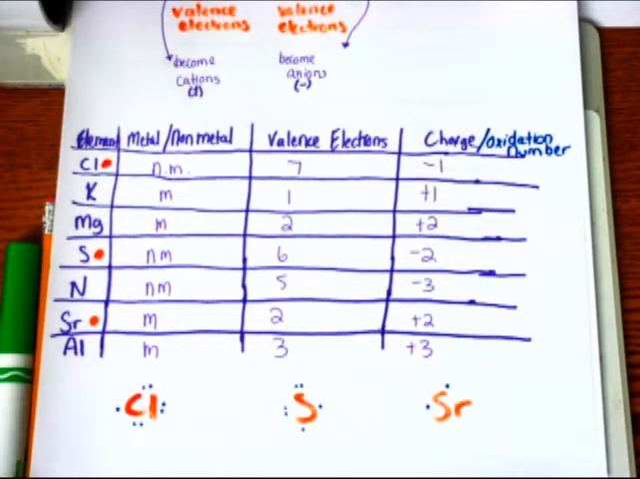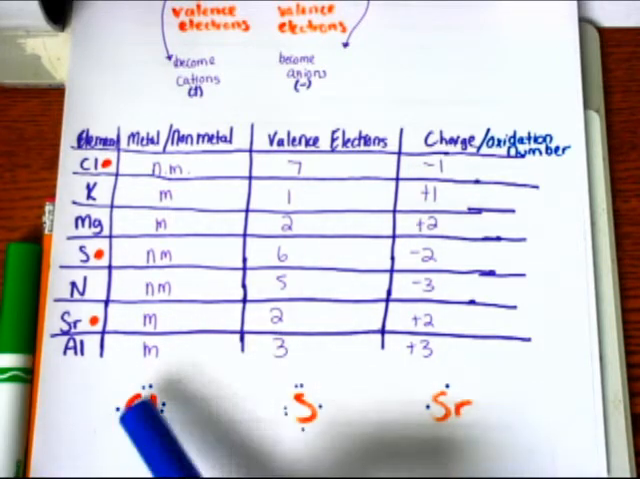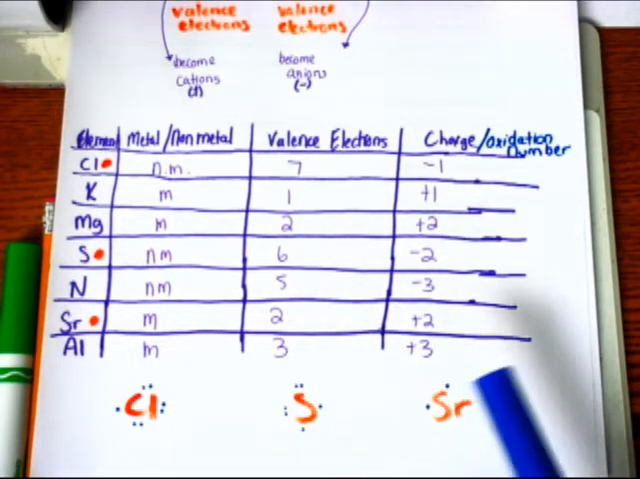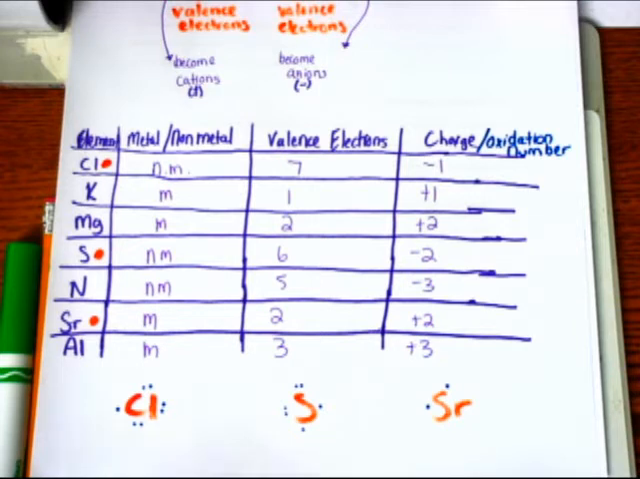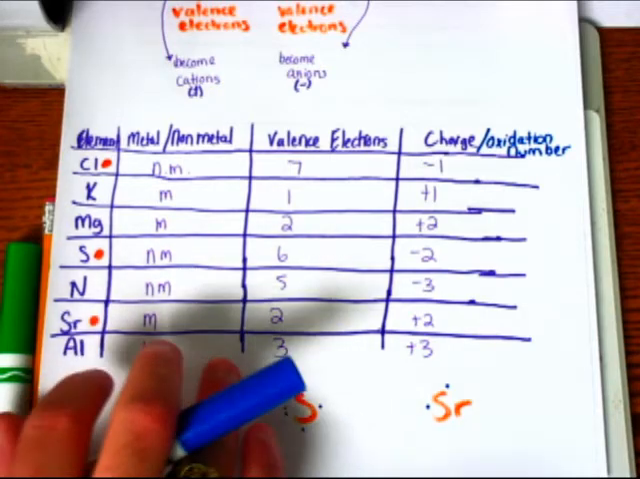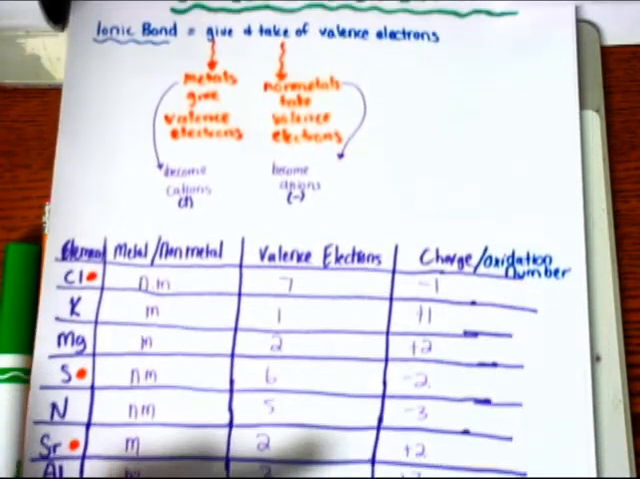Your dots don't have to be the same orientation, but you need to have 7 dots around chlorine, 6 around sulfur, and 2 around strontium. Are we cool with that? It doesn't really matter, no. The orientation is irrelevant. Are we cool with this? Okay. Now you know for sure that metals are positive, nonmetals are negative, and the metals are giving their electrons to the nonmetals, correct?